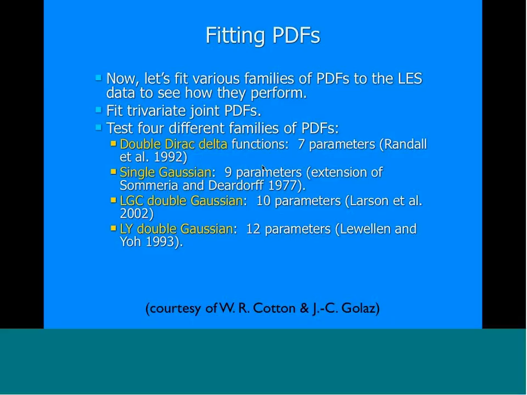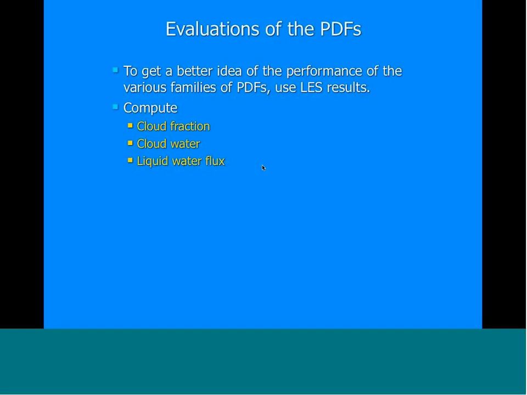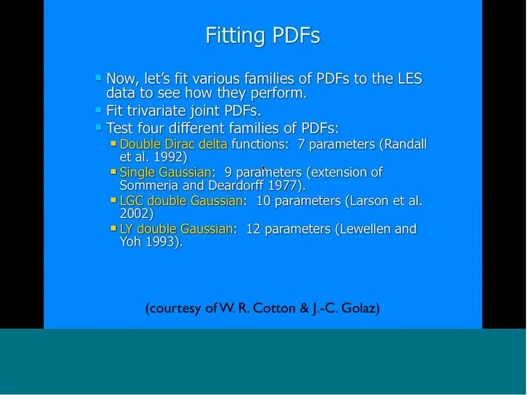So if you're going to specify the actual PDF, you need to have 7 parameters for the double delta function. That includes the 3 means, the 3 variances, and then some covariance. For the single Gaussian, you need 9 parameters. For the double Gaussian, because of some assumptions made, you only need 10, just one more, and the Lewellen-Yoh needs 12.